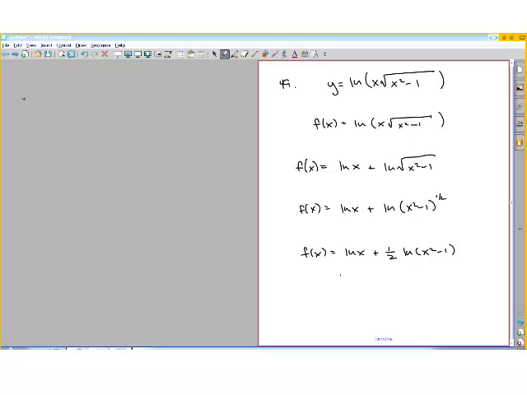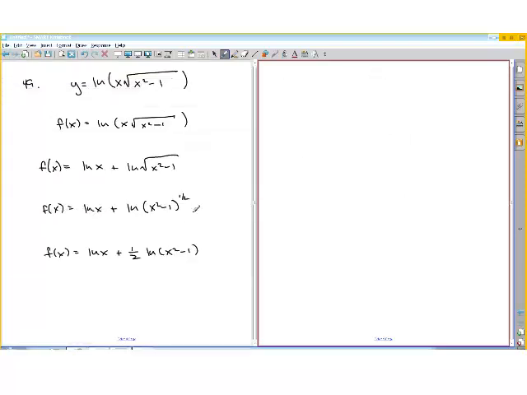We use the properties of logarithms to expand the expression and get rid of any exponents we can. And so f prime of x is 1 over x, that's the derivative of the natural log, plus 1/2 times 1 over x squared minus 1. And then we have the chain rule, which says that we take the derivative of what's in the parentheses, which is 2x. You can go back to the previous problem and see how the chain rule works. But you always take 1 over this quantity times the derivative of that quantity.